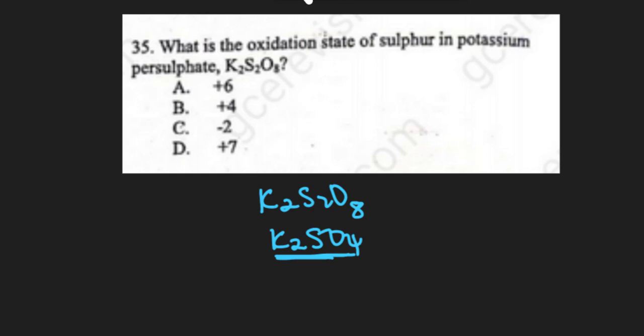And let's say we don't know for sulfur, we call it X. Potassium forms potassium plus ion, and then sulfur is unknown, oxygen is 2 minus. Therefore, we're going to end up having 2 plus X plus minus 8 equal to 0, which is the overall charge. And then we have X minus 6 to be equal to 0, which means that X is equal to positive 6. So positive 6 will be the oxidation state of sulfur in this compound, making our option to be A.